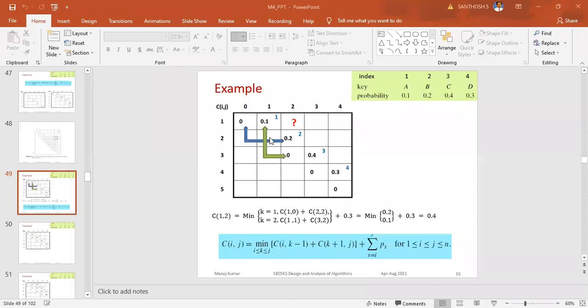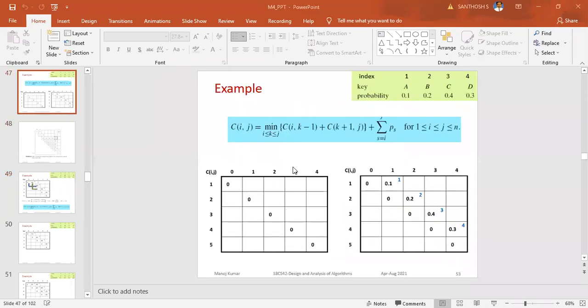Now you have to fill the values for this particular table. In order to find C of 1, 2: 1, 1 is there, 1, 2 you have to find. So C of 1, 2, K is equal to 1. So when K is equal to 1, C of 1, K minus 1. I value is 1, J value is 2. So I value is 1, that is K minus 1. K value is 1. 1 minus 1 is 0.